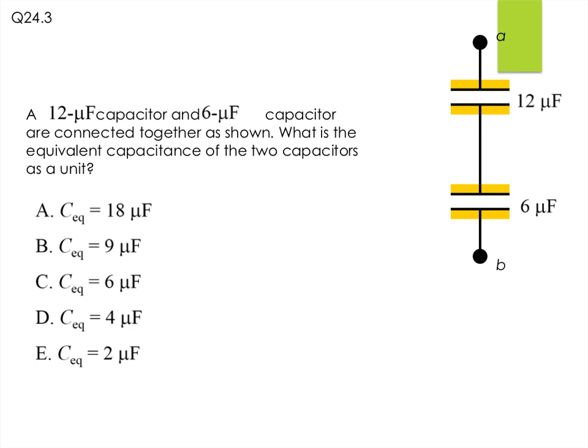Okay, so now we have some questions about capacitors in series and in parallel. The parallel is coming up. These two capacitors that we see in this picture are connected in series because the wire just goes from one capacitor into the next. There's no splitting into branches that we would have with capacitors in parallel. All right, so we want to know what the equivalent capacitance of these are.